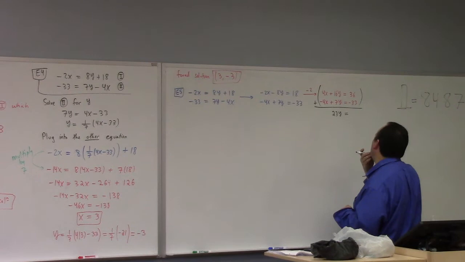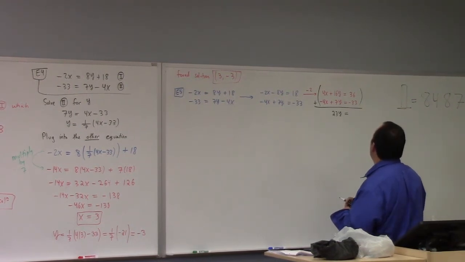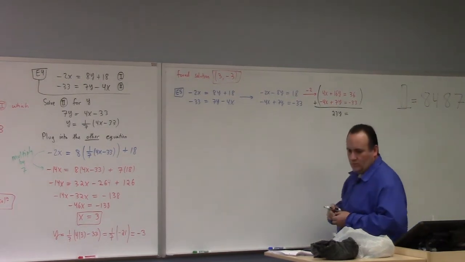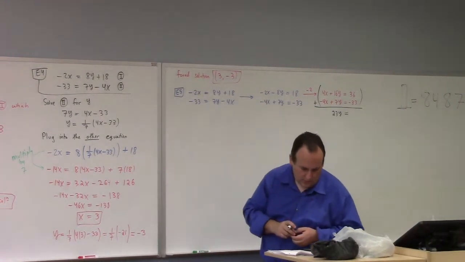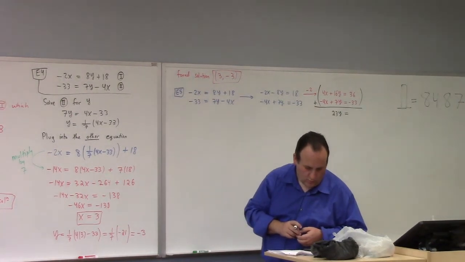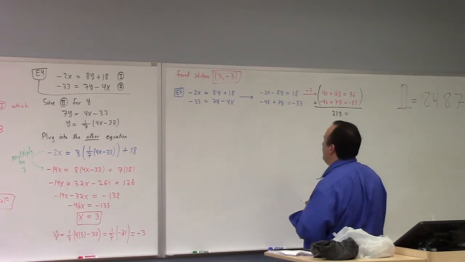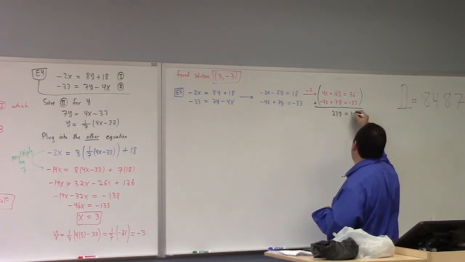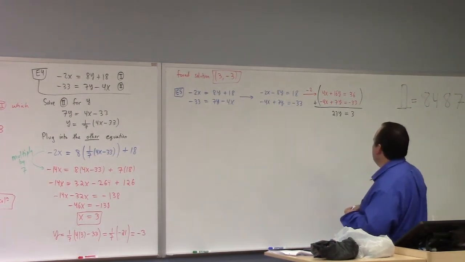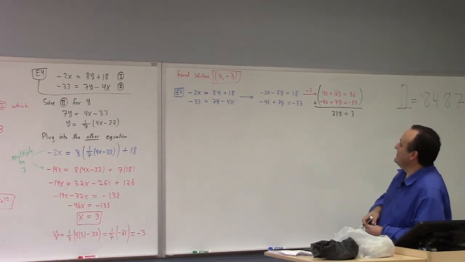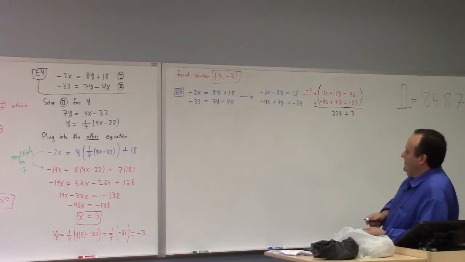really? 3. Is that right? Uh-oh. Whoa. I think I made a mistake. Because when I add those, I get 3. And y is definitely not 3 over 23. Where's my mistake? Can you guys find it?